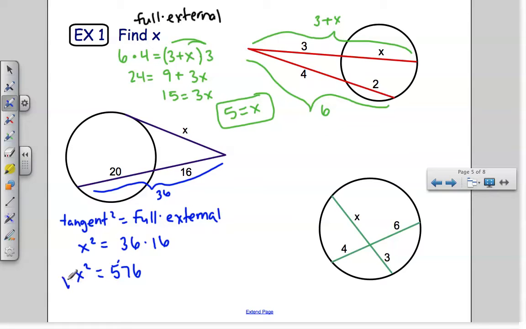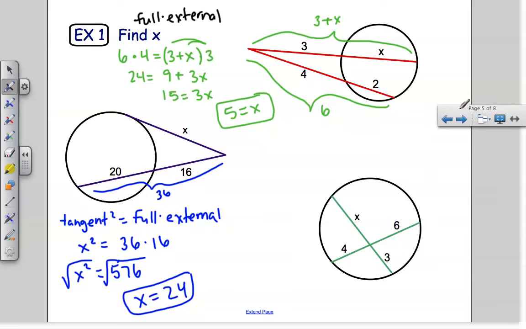How do you undo squared? You take the square root. I think this is a perfect square. And it is. I find out that x is a length of 24. Does 24 just seem like a decent answer? Yeah. Okay, so there we had a tangent and a secant segment.